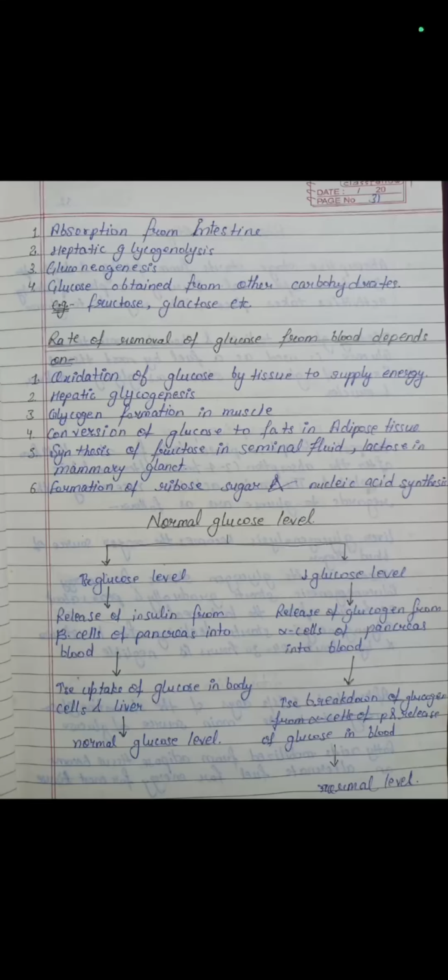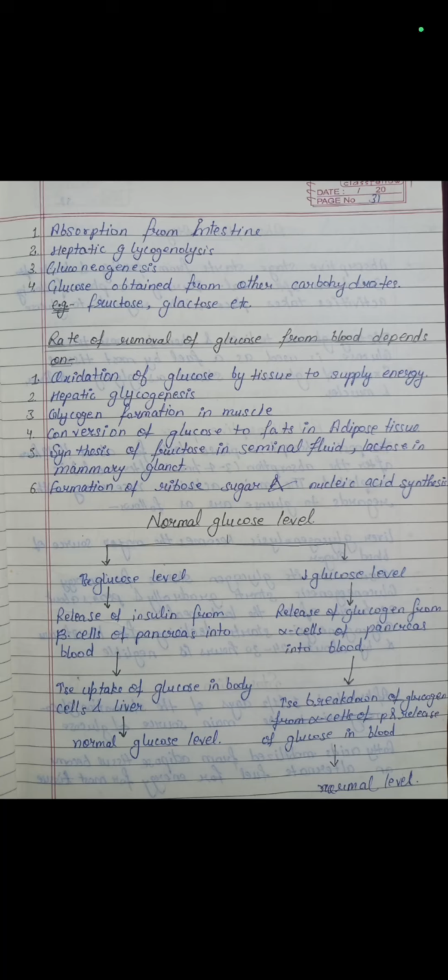The rate of glucose entering the blood depends on absorption from the intestine, hepatic glycogenolysis, gluconeogenesis, and glucose obtained from other carbohydrates like fructose, galactose, etc. The rate of removal of glucose from blood depends on oxidation of glucose by tissues to supply energy, hepatic glycogenesis, glycogen formation in muscles, conversion of glucose to fats in adipose tissue, synthesis of fructose in seminal fluid, lactose in mammary glands, and formation of ribose sugar and nucleic acid synthesis.